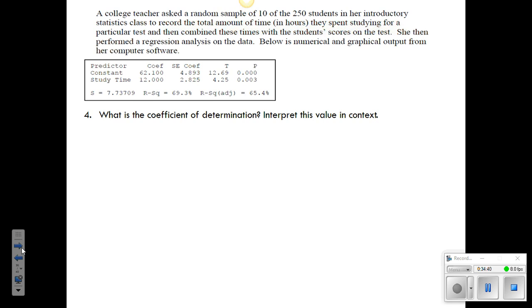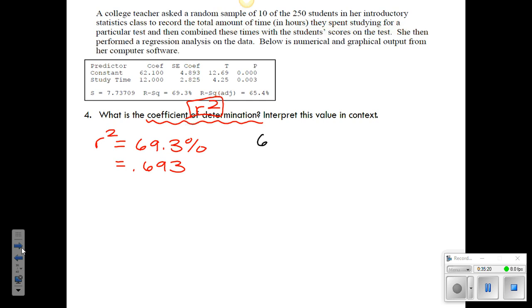Which one's the coefficient of determination? That is R squared. Generally on the AP exam, they're going to literally say, interpret the value of r squared, or what is r squared? Interpret this value in context. So you have to find it, then interpret it. R squared is equal to 69.3%, or you could say 0.693, correct? Remember that this is the one where we talk about the variability being accounted for. This is when we can account for the variations in things.